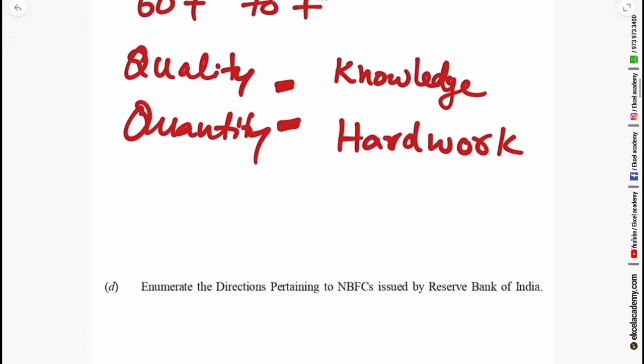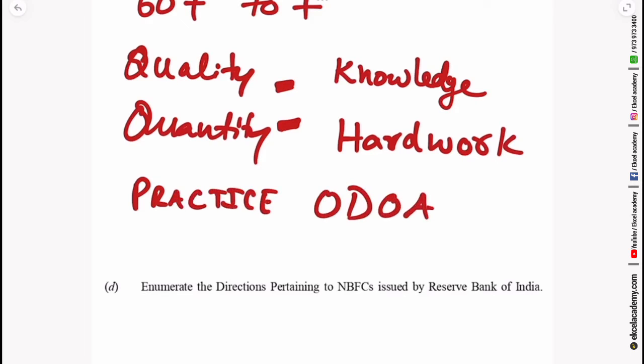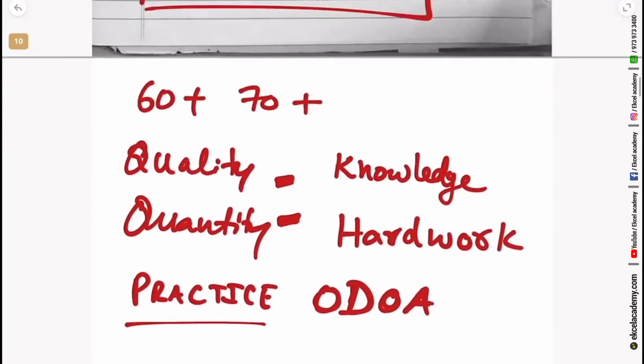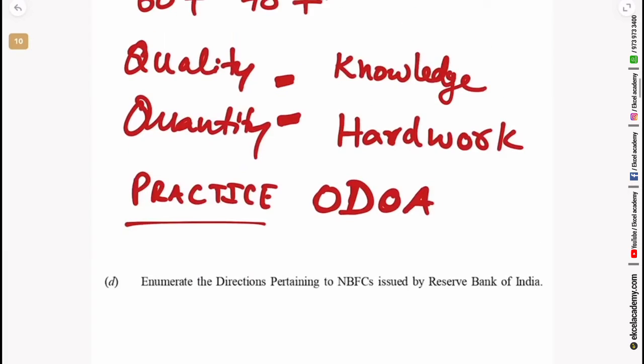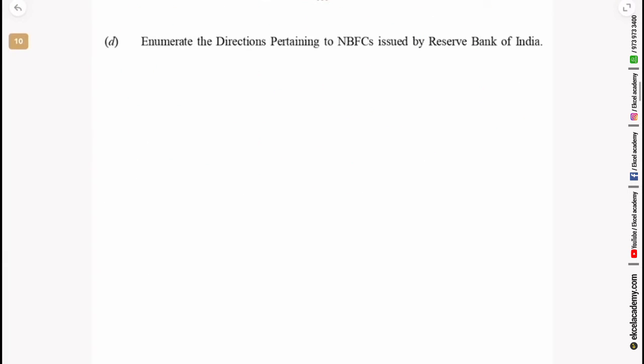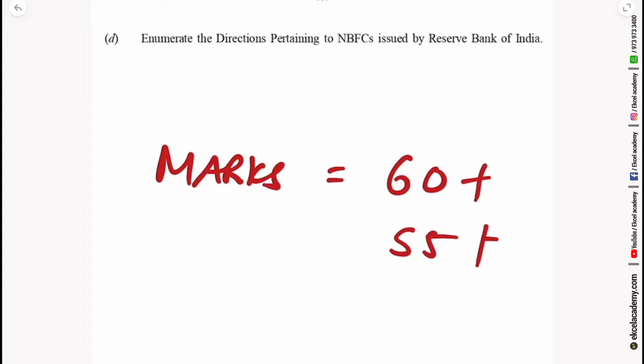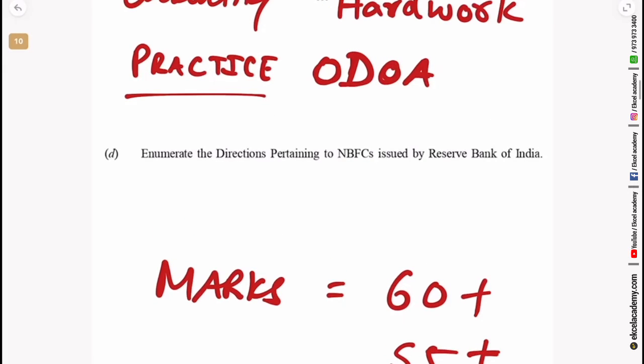And most importantly, you have to practice. You have to practice what we call one day, one answer. So we have a Telegram group where students write one day, one answer, and we correct it. So each day when you write, it becomes a practice and you'll do well in the exam. So all these things will help you to give quality, quantity answers, and at the end of the day, that will result in marks which can be 60 plus, 55 plus, 70 plus also. We have had students who scored it.